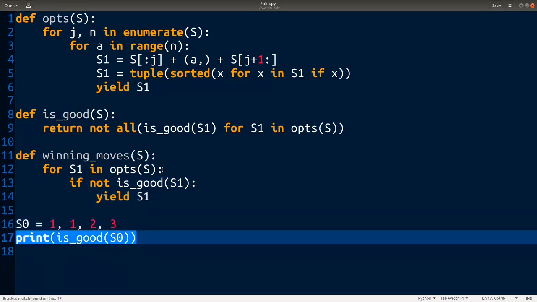All right, so let's test out this function. Okay, so it's saying that the winning moves from the starting state are 1, 2, 3 and 1, 1, 2, 2, which agrees with what we said here. 1, 2, 3 and 1, 1, 2, 2. All right, cool. So this seems like the program is working. And as you can imagine, we can do this for larger states as well.